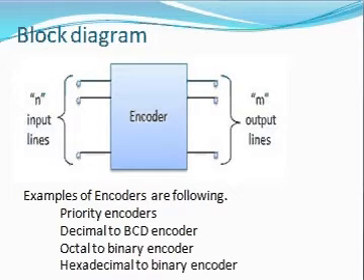So this is the block diagram of an encoder. For n input lines, it generates an output of m bits. There are a number of examples of encoders: priority encoders, decimal to BCD encoders, octal to binary encoders, hexadecimal to binary encoders, which are used in most of the digital systems.